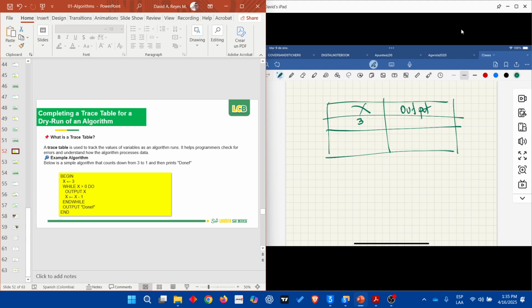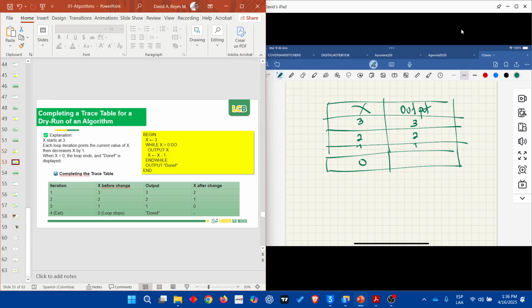Then while x greater than 0, do: output x. x is equal to 3. Now, x is equal to x minus 1, so that means now x is 2. So the output is going to be 2. Now x is going to be 1, so the output is 1. Now x is going to be equal to 0, so nothing happens. So this is the tracing table of this algorithm.